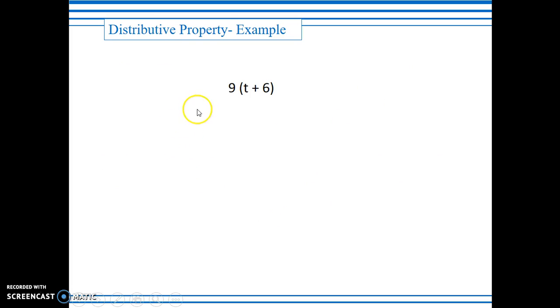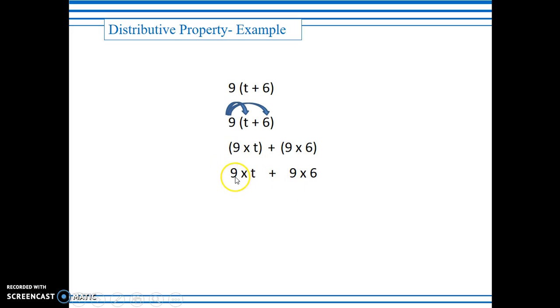So let's look at an example. Here we have 9 times the sum of t and 6. So we're starting first by distributing the 9 to the t, so that would be 9 times t. Then we're distributing the 9 to the 6, 9 times 6. Now because we've distributed, we can get rid of our grouping symbols or our parentheses, because we know we have to multiply before we add. So 9 times t would be 9t, and 9 times 6 would be 54. So this is our expression in simplified terms.